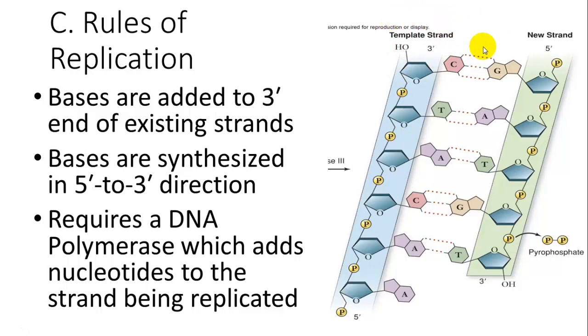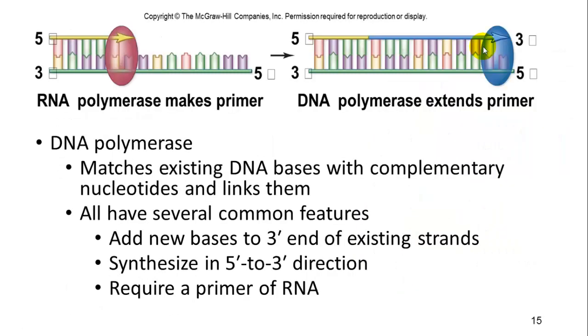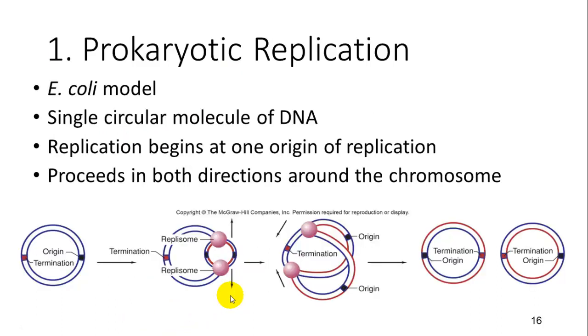And this requires an enzyme called DNA polymerase. Okay, and DNA polymerase adds the nucleotides to the new strand. So the way it does this, it matches existing DNA bases with complementary nucleotides. So if you have an adenine here, it'll add a thymine next to it. And it adds the new bases to the 3' end, again in a 5' to 3' direction. So 5' over here, it's adding it onto the 3' end. And it requires, to get started, a primer of RNA, and that is done by a different enzyme called primase.